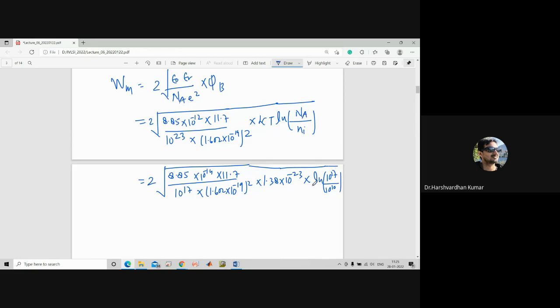So now you can calculate the value now once again. So what is the value you are getting? 2 into root under 8.85 into 10 to the power minus 14. Okay, calculate now.